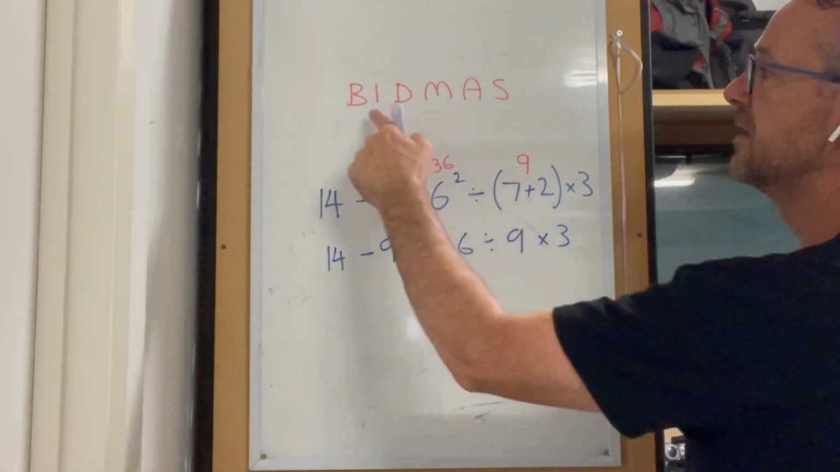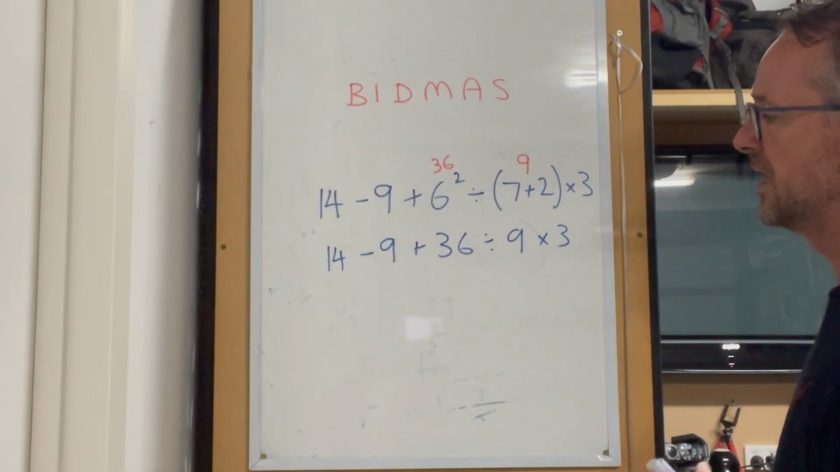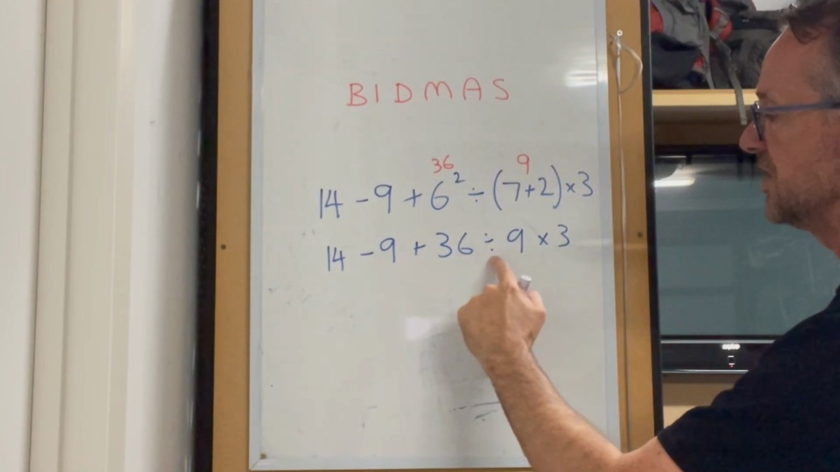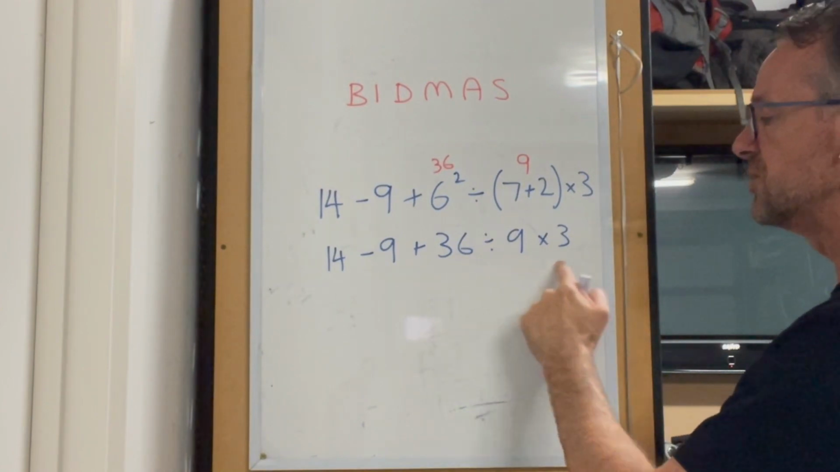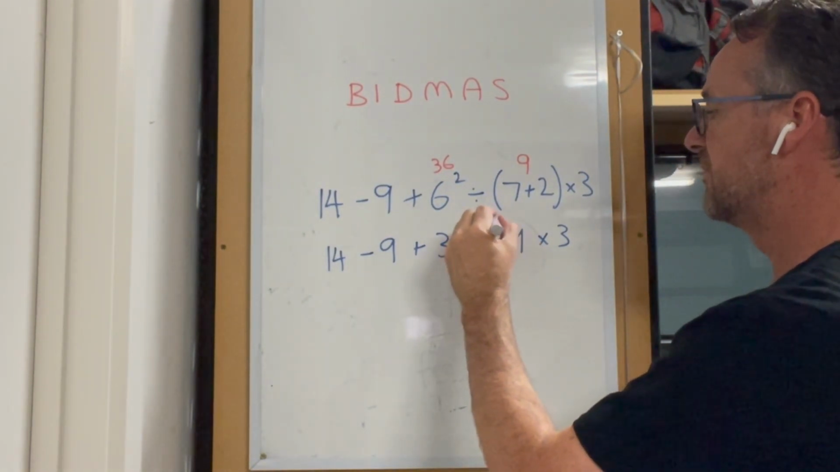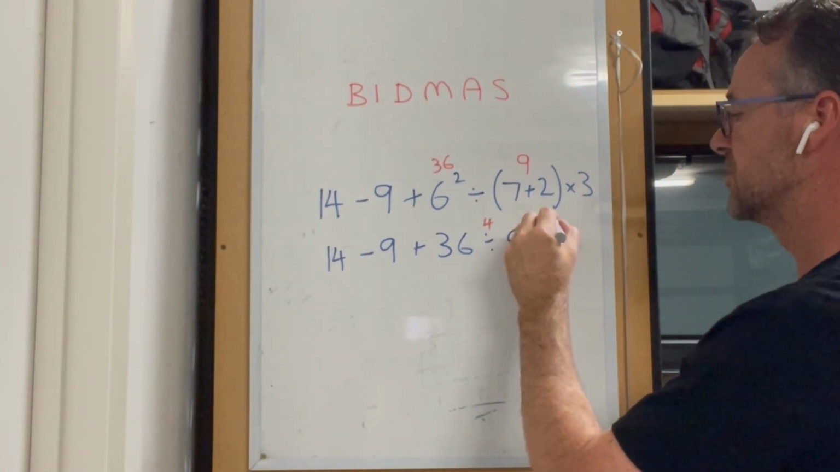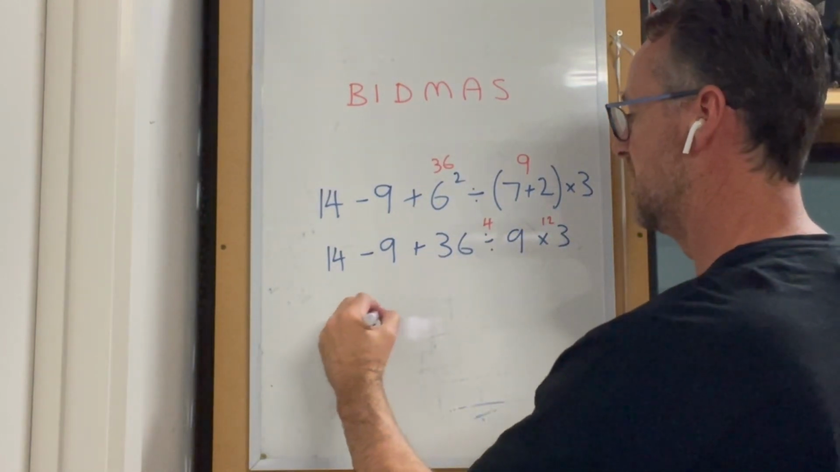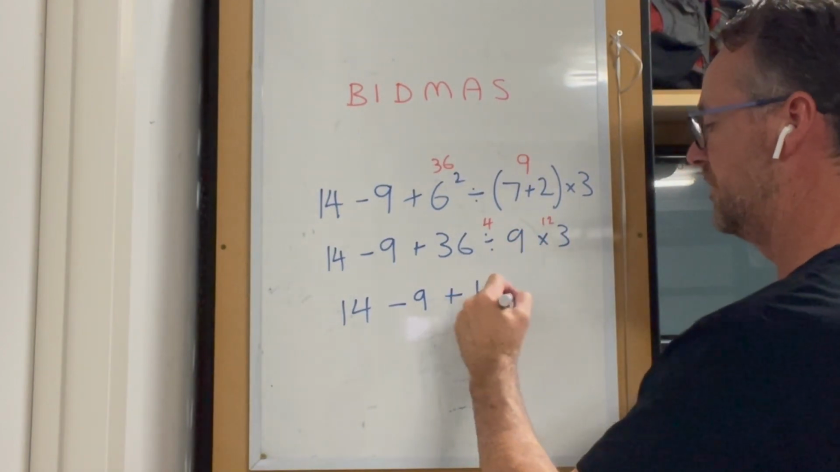Okay, so we've done brackets and index forms, and now we're looking here at division and multiplication. We've got a division here, so 36 divided by 9, okay? And we've got a multiplication here. So we're going to do this left to right. So 36 divided by 9 is going to give us 4. And then 4 multiplied by 3 is going to give us 12. So we can now rewrite this as 14 take away 9 plus 12.